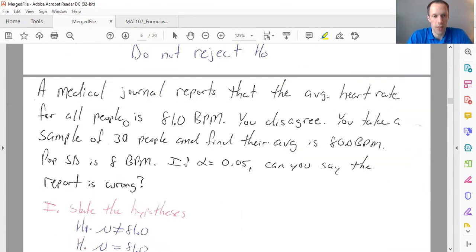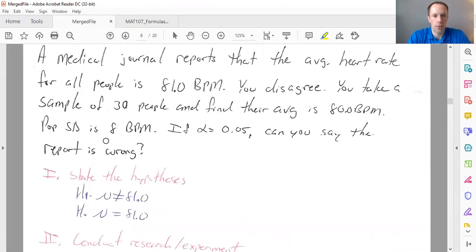Now let me do one more example here with you. It says a medical journal reports that the average heart rate for all people is 81.0 beats per minute. So BPM is beats per minute. You disagree. You take a sample of 30 people and find their average is 80.0 beats per minute. Population standard deviation is 8 beats per minute. If alpha is equal to 0.05, can you say that the report is wrong?